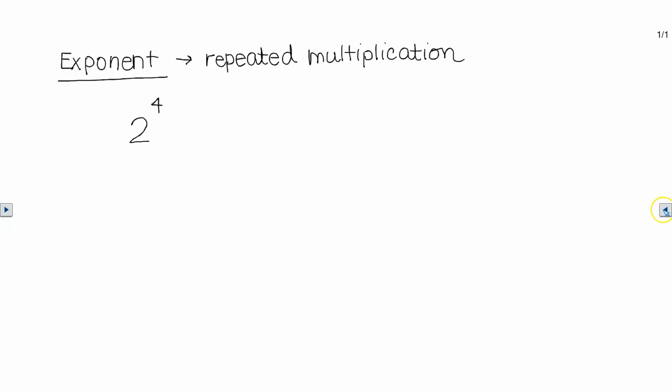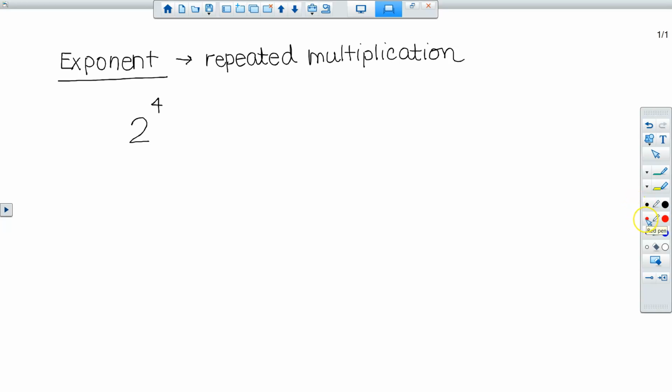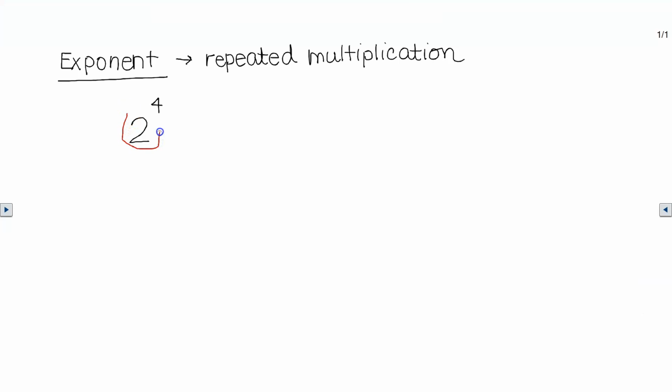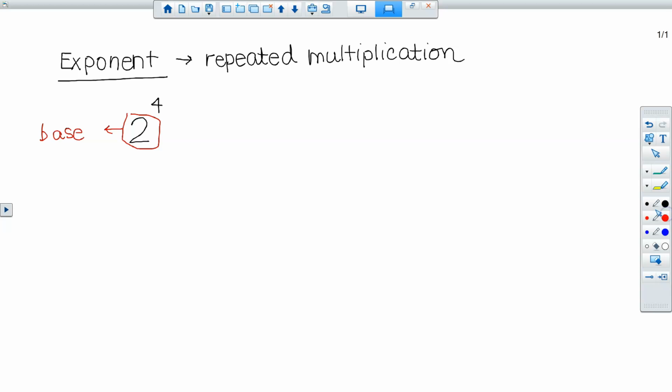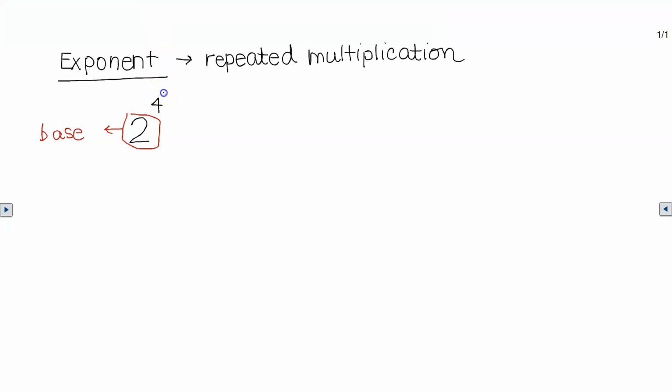Now in that expression, the full size number, the big number, is called the base. The base is the number that is going to be repeated over and over again in your multiplication problem. That large size number is called the base, and that is the number that is going to get repeated in this multiplication problem that you're going to do.